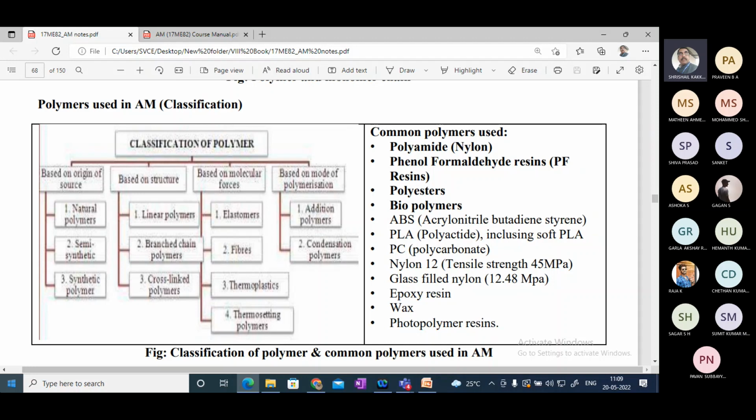The thermoplastic, we can remold them many times by heating. The thermosetting, once it is set, it's not possible to repeatedly heat up because they will not get the quality that the polymers have to be after melting. Based on the mode of polymerization: addition polymerization and condensation polymerization. So these are the very important, brief classification of these polymers, the basic classification of the polymers.